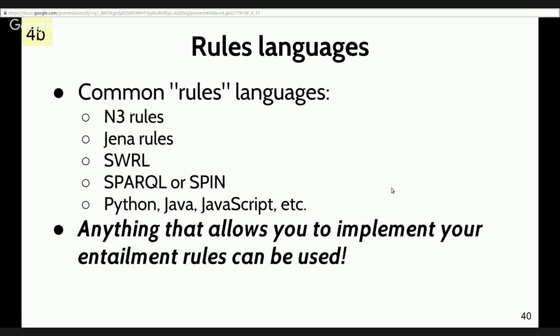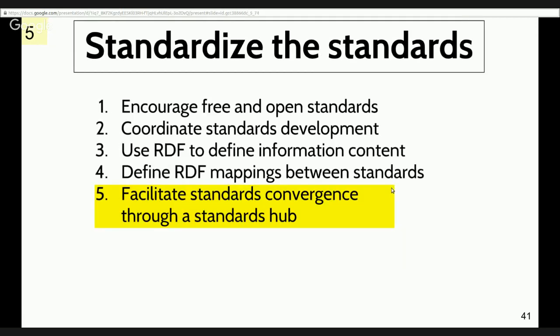But if you think about it, really, you can use anything you want that allows you to implement the entailment rules that you need. In other words, you could use any sort of programming language you want that allows you to do the translation, if you want to call it that, where given the initial facts, produce the entailments, or in other words, the consequent facts that represent the results of that inference. So however you want to do it, you can, it will work. Okay, so that was number 4.